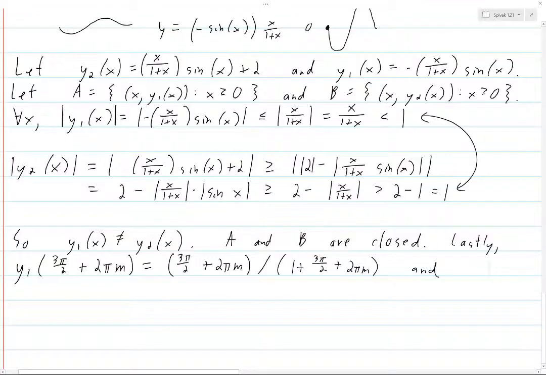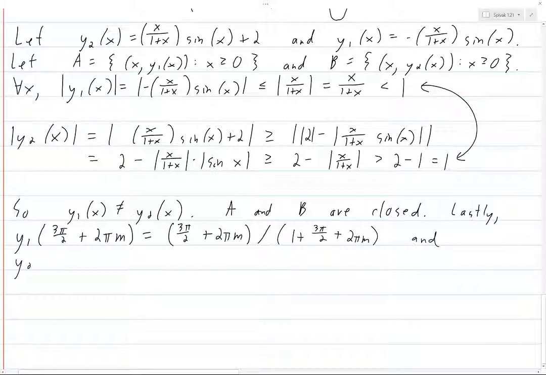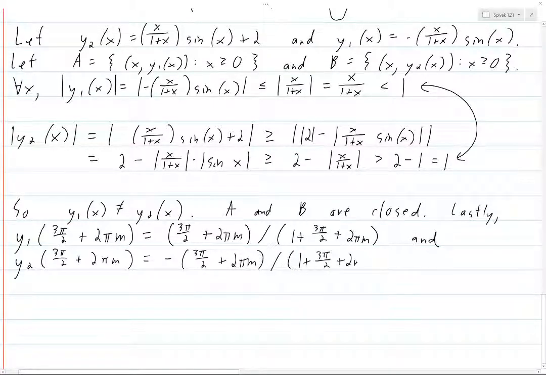And y2 of 3 pi over 2 plus 2 pi m equals, now we're going to get sine of x, so it's going to be minus 3 pi over 2 plus 2 pi m over 1 plus 3 pi over 2 plus 2 pi m. So it's going to be 2 minus this.